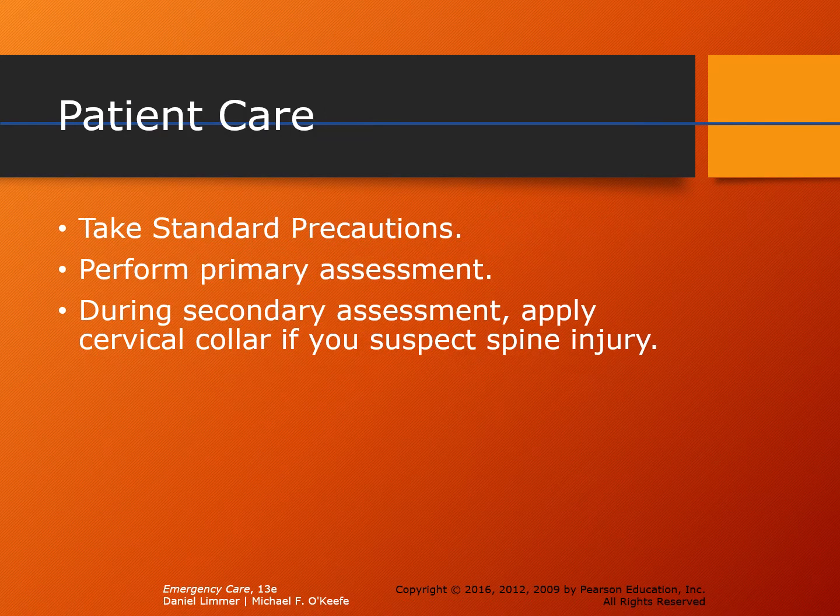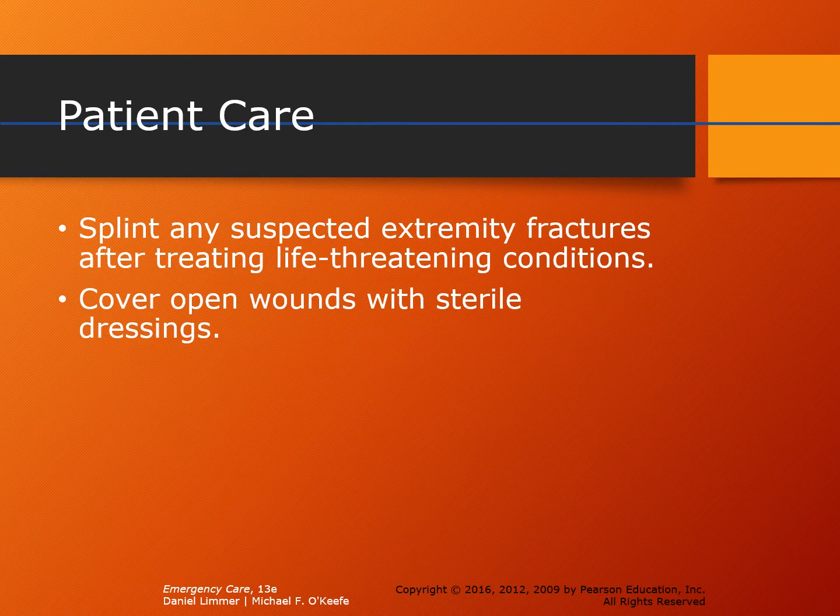Now, patient care, always take your standard precautions, perform your primary, and then during your secondary assessment, apply a cervical collar if you suspect spinal injury, and then consider at that point applying some type of a rigid, inflatable, traction, or folding or conforming type splint, I should say, to that extremity. These splints should be something where we can splint in the position of function, or if that's impossible, the position of most comfort. We also want to cover any open wounds with sterile dressings, and we want to note those in our narrative and our patient care report, or PCR.